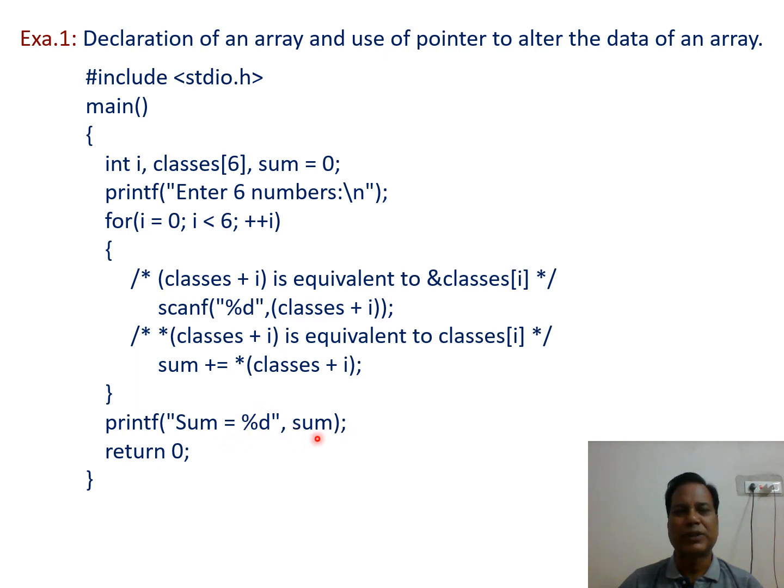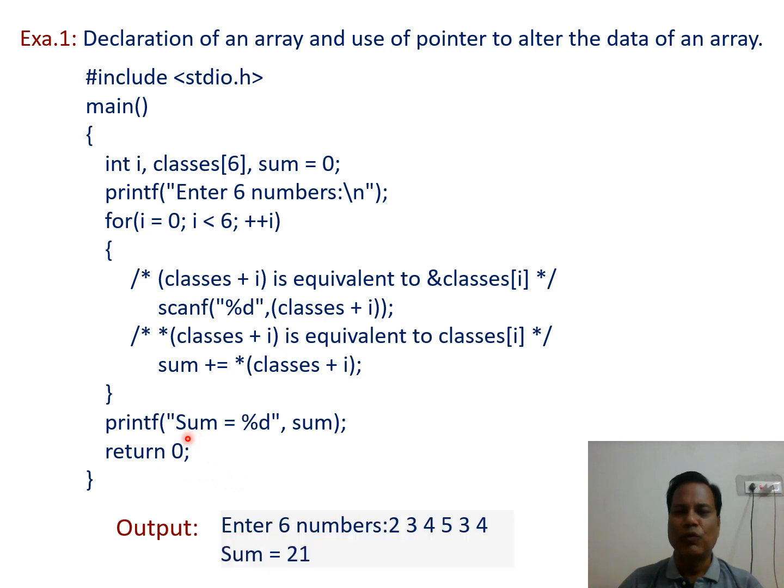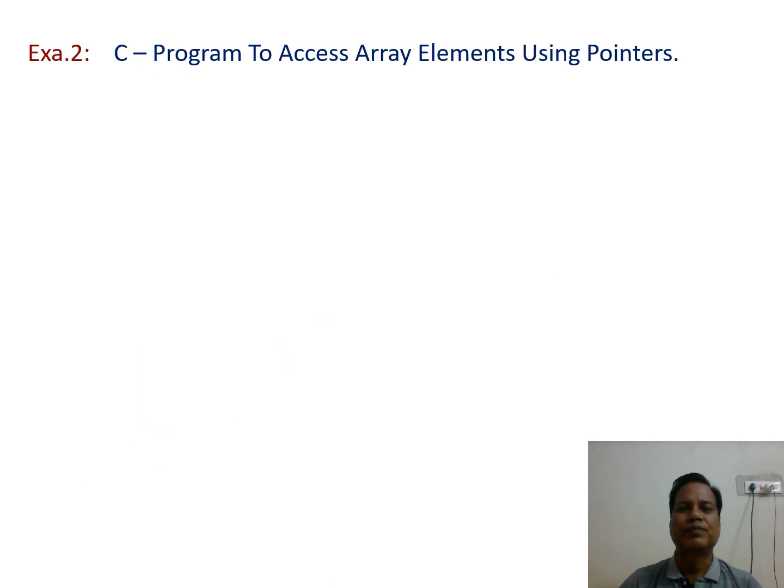What is the value of sum? That is the sum of the 6 numbers, printed at this point, and the return 0 statement informs the operating system that the program is executed accurately. So when this program is run, we get the output like this one. Enter 6 numbers, then we enter 2, 3, 4, 5, 3, 4, and then these numbers are added and we get the sum 24. Now let us take the next example.